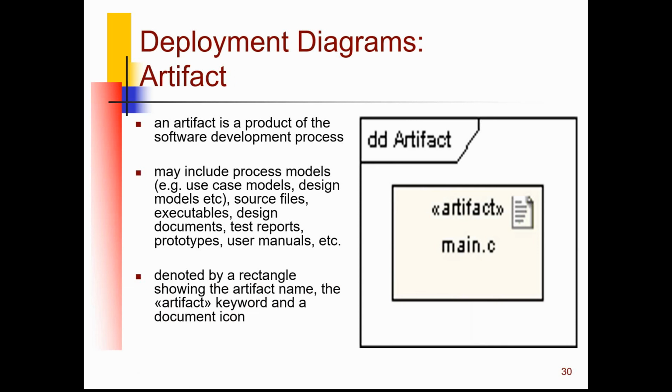And the artifact. So artifact is a product of a software development process. This may include the source code, executable, the design document, test report, the prototype, and the user manual. So anything produced in the process of the software development is considered an artifact. So there's thousands of them.